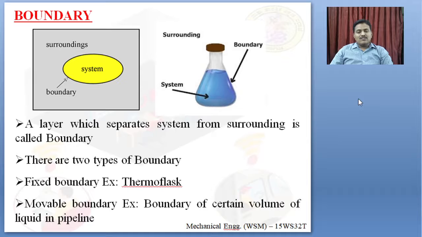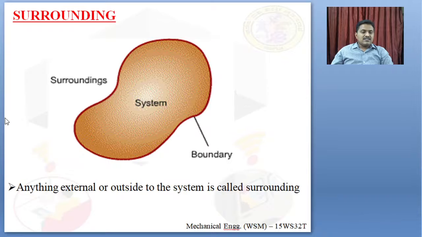Take the boundary of a certain volume of liquid in a pipeline. The liquid in the pipeline will be moving, and this results in a movable boundary. So a boundary is a layer which separates the system from the surroundings. Next is the surrounding. The surrounding is anything external to the system. Outside the boundary, we call it the surrounding.